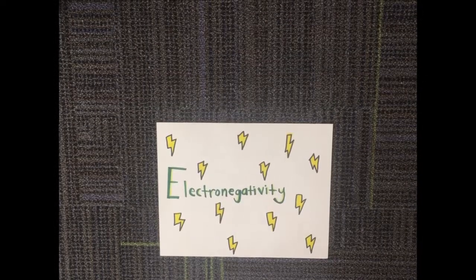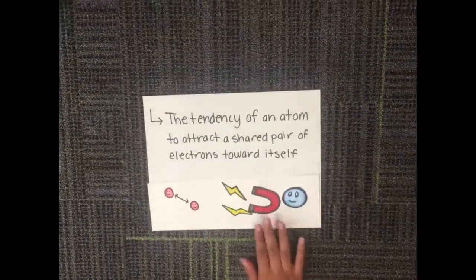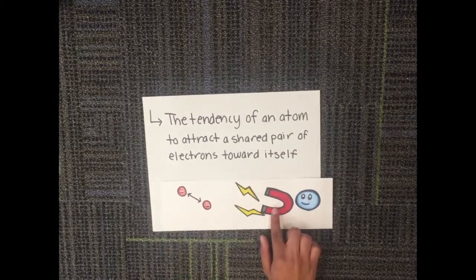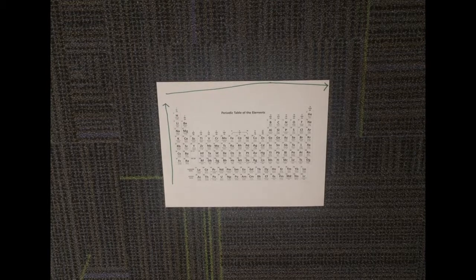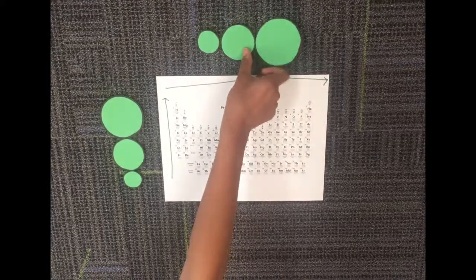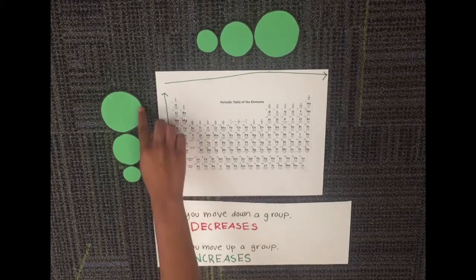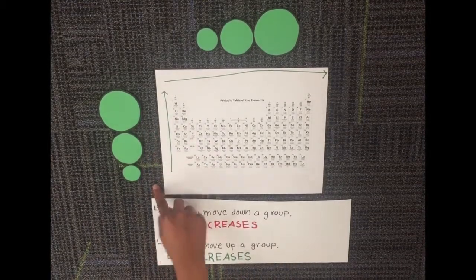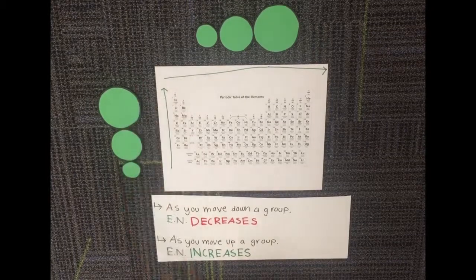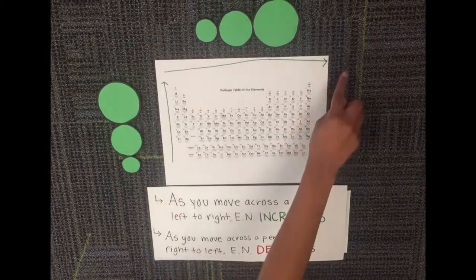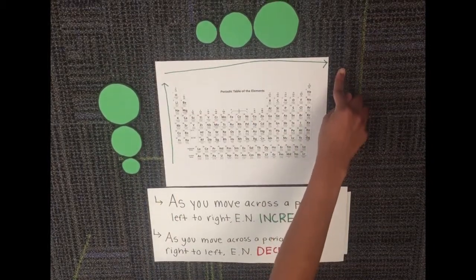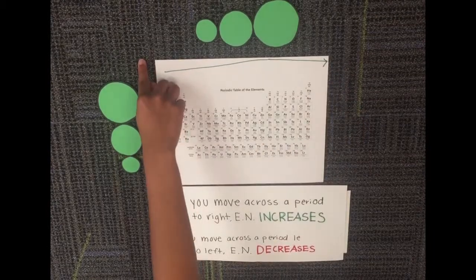Another periodic trend we will use is electronegativity, or the tendency of an atom to attract a shared pair of electrons towards itself. This trend correlates with the trend of ionization energy, and the upside-down snowman analogy can be applied. So, as we move down the periodic table, electronegativity decreases. But as you move up a group on the periodic table, electronegativity increases. As you move across a period from left to right, electronegativity increases, but as you move across a period from right to left, electronegativity decreases.